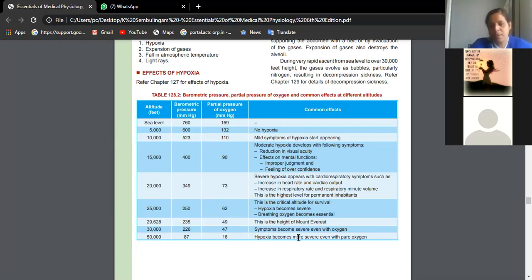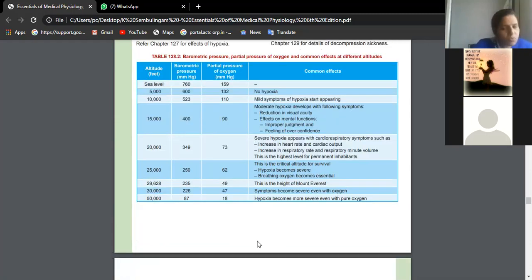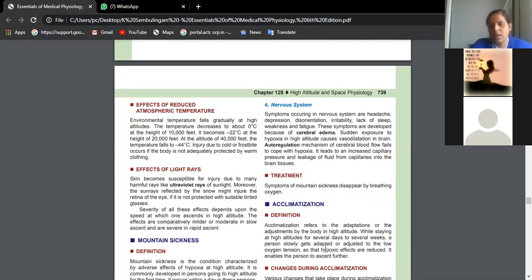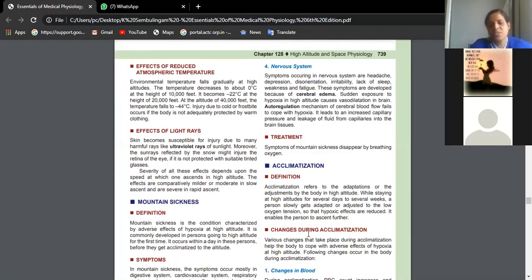So hypoxia becomes more severe even if you give pure oxygen. That means this is a place where the person is in a dangerous phase where he has to carry an oxygen cylinder. Okay, firstly, that's what he's asking, high altitude and then acclimatization. As Ritika is telling us, acclimatization means our body is adjusting gradually to that high altitude. That is adaptation or adjustment of the body.